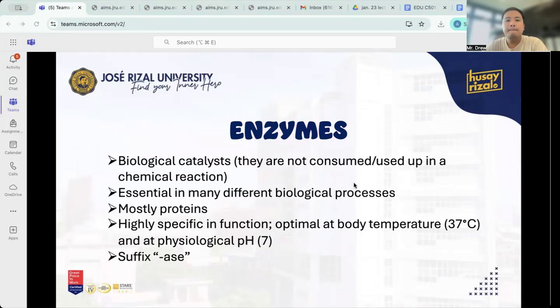Enzymes are biological catalysts made of proteins. They speed up chemical reactions in living organisms without being used up or changed permanently. What makes them special is their specificity. Each enzyme works only on one kind of substrate, like a key fitting into a lock.